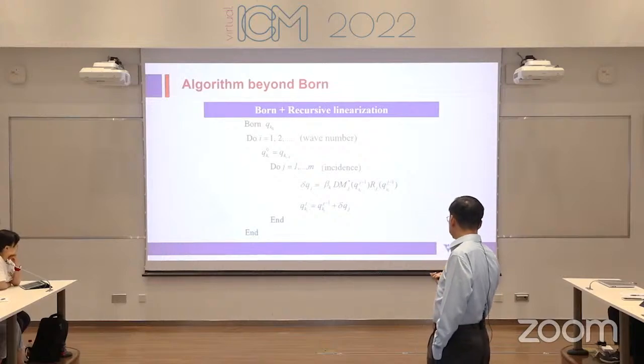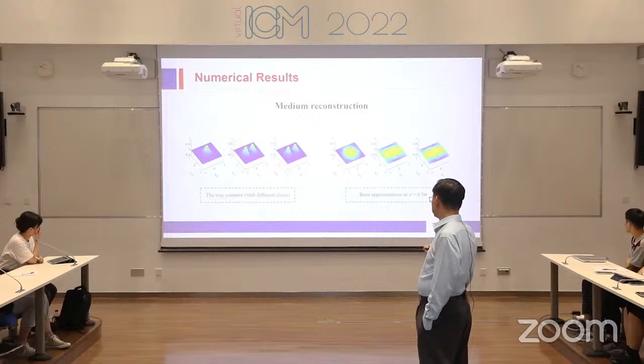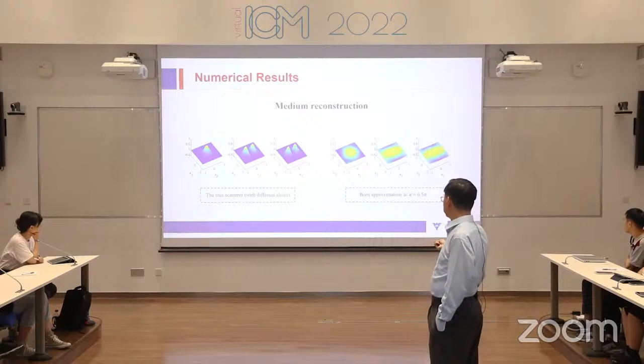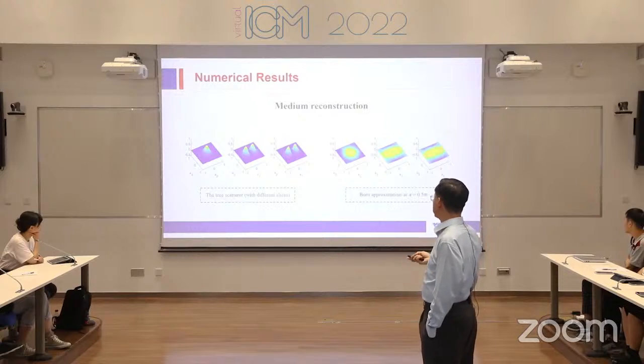So we get the results allowed by the data. Let me show you an example. This is a 3D medium, and it's hard to see a 3D medium, so we look at different slices. Here's the exact solution, the scatterer. Then we do the Born approximation at the low frequency. The lowest frequency we use is 0.5 pi, and this is what you get. Not even close.